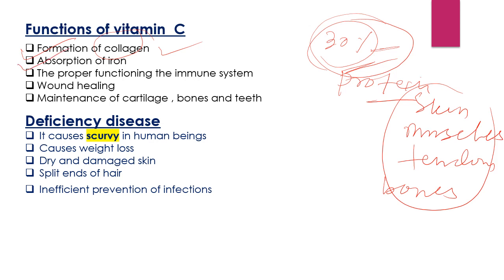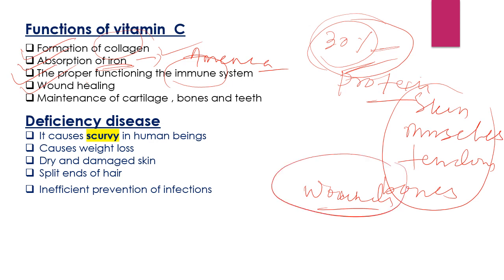Second, it is also responsible for the absorption of iron. We know that due to the deficiency of iron, anemia takes place. Third, it is responsible for the proper function of the immune system. Number fourth, it is responsible for wound healing. Wound healing means healing the wounds or infections caused. So vitamin C is called the wound healing vitamin.